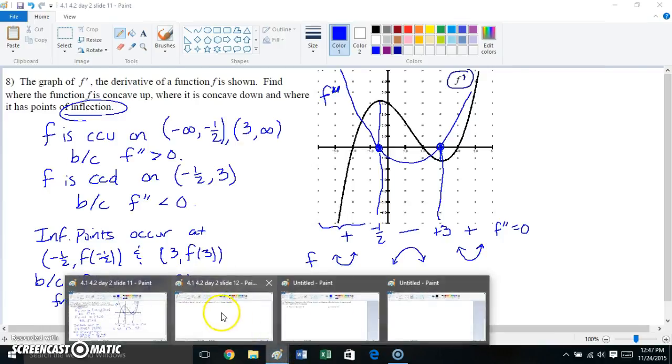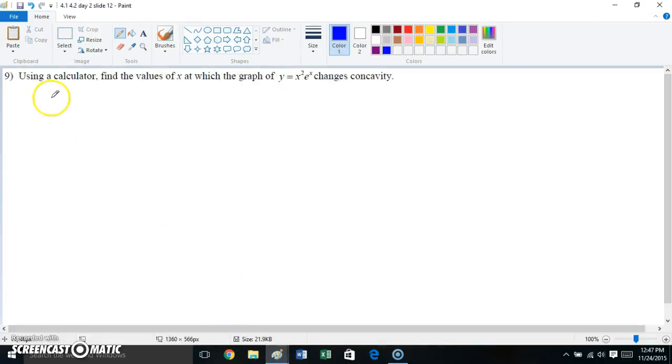Next question, number 9. Using a calculator, find the values of x at which x squared e to the x changes concavity. Okay. So let's take a look. I think I can actually do most of this without a calculator, but if I want to know estimates for what the values are, then I'll need to use my calculator. But let's take a look.